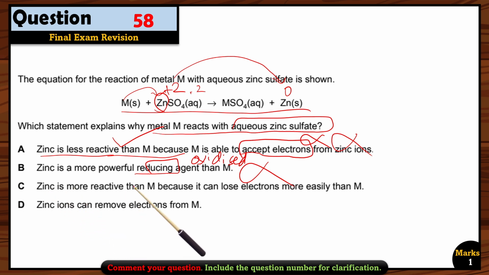Now let's see, zinc is more reactive than M. That is wrong. Why not reactive than M? Because it has been reduced by M. So it means M is more reactive.